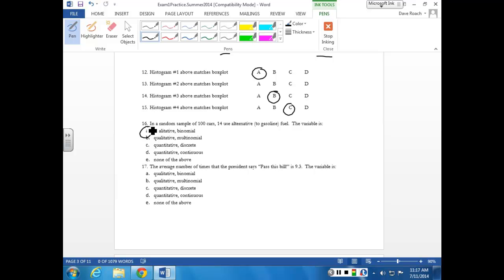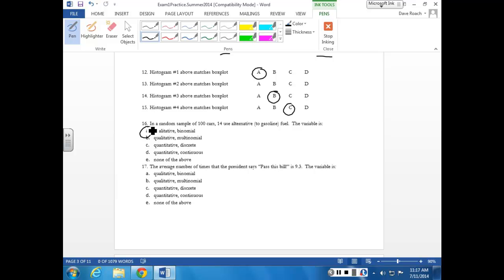The average number of times that the president says "pass this bill," well, I think I know historically when this might have been, is 9.3. So now the variable on that is quantitative, that's easy enough. Whenever you see average, you have quantitative.